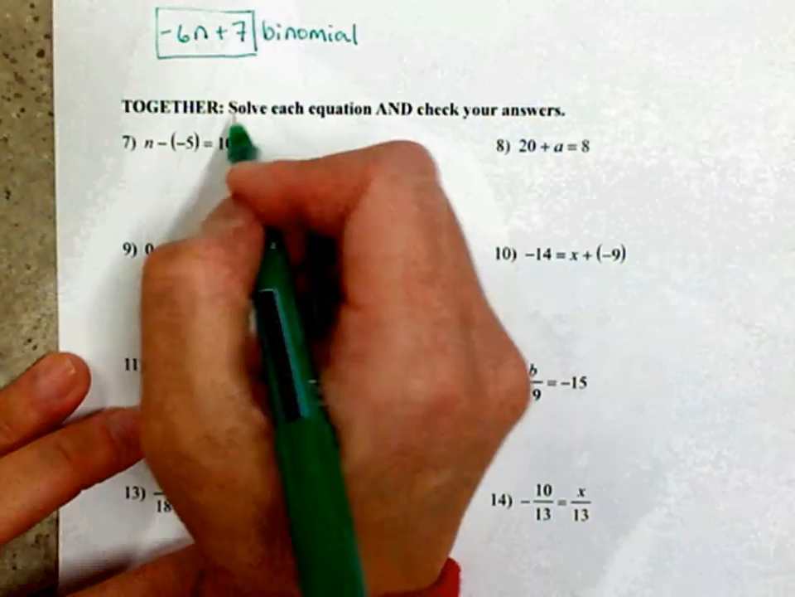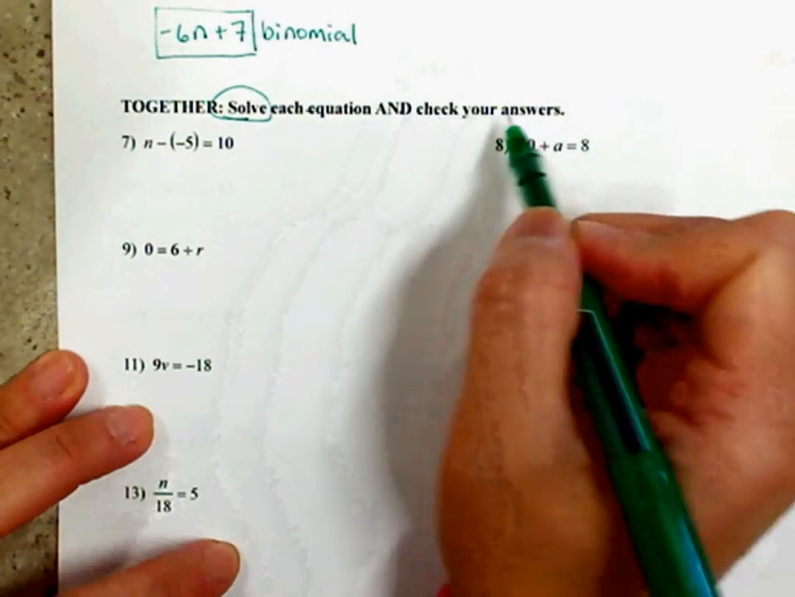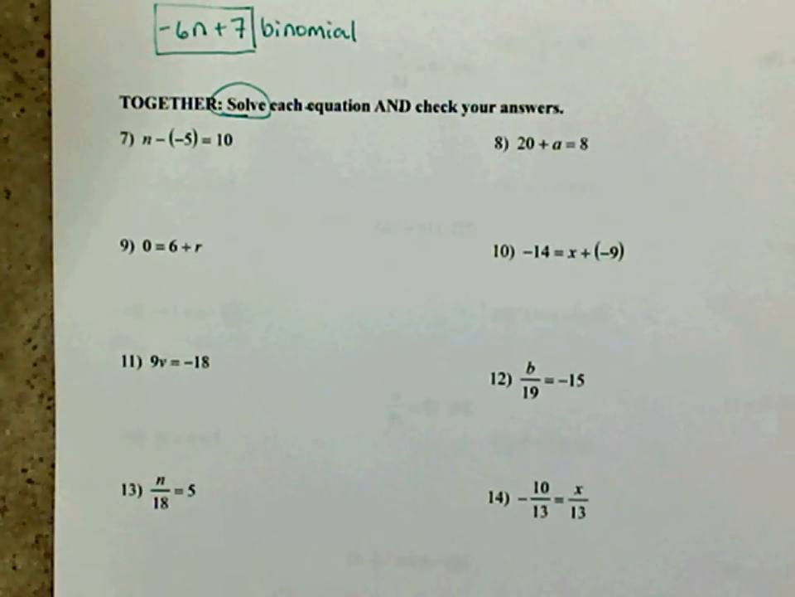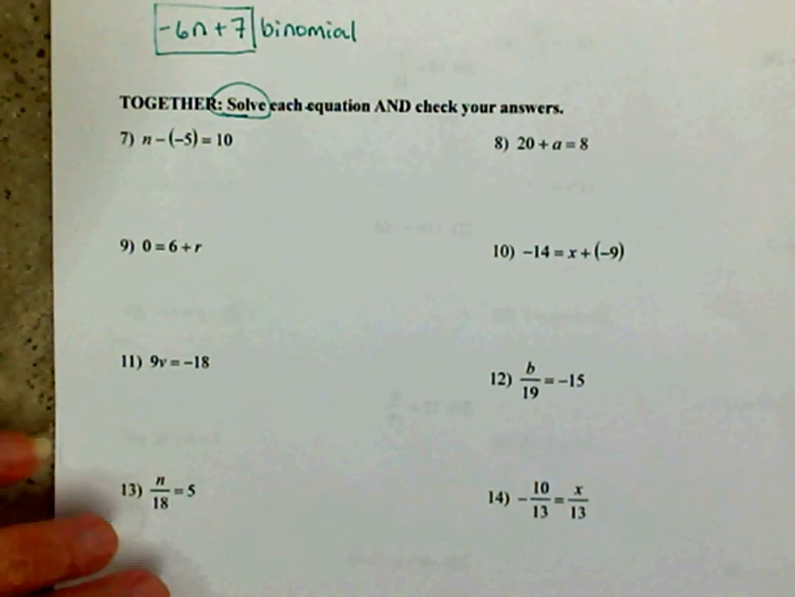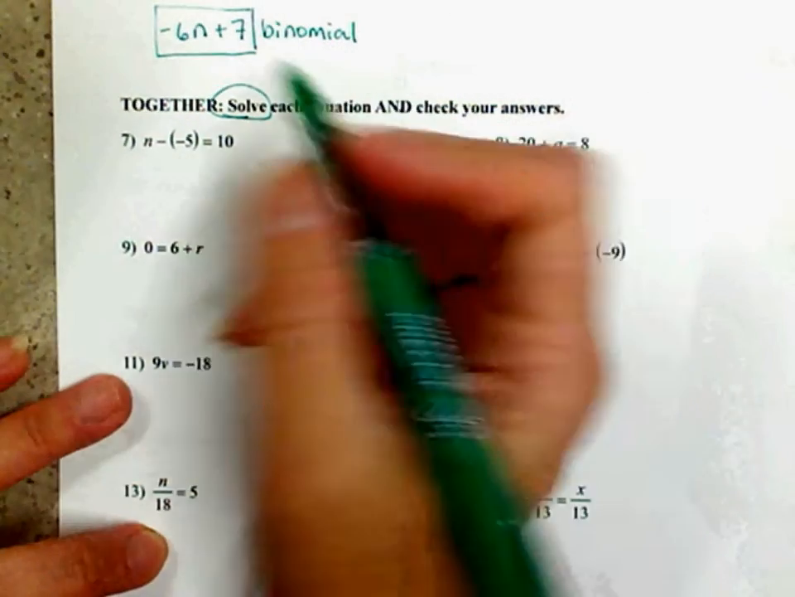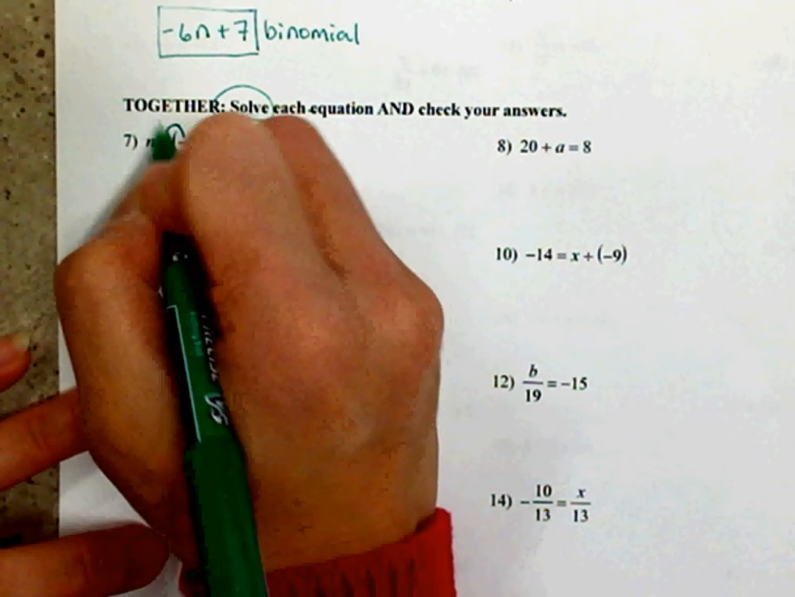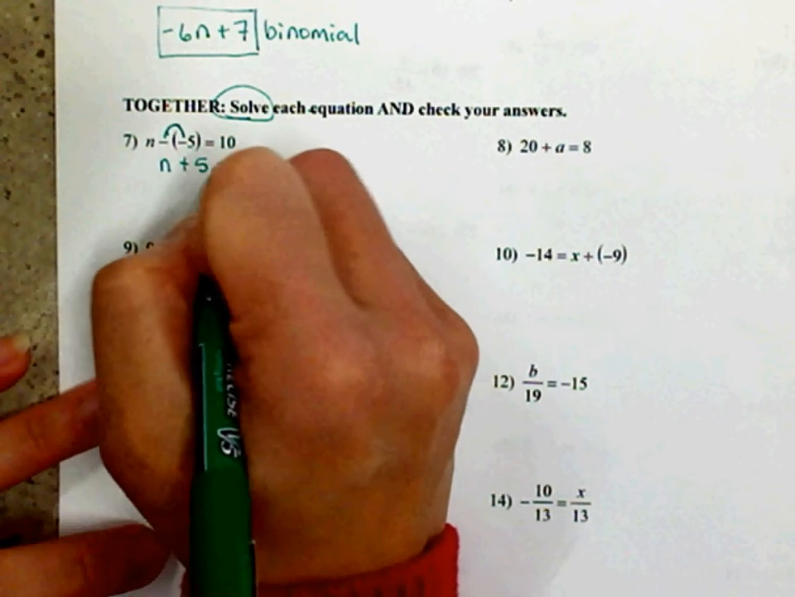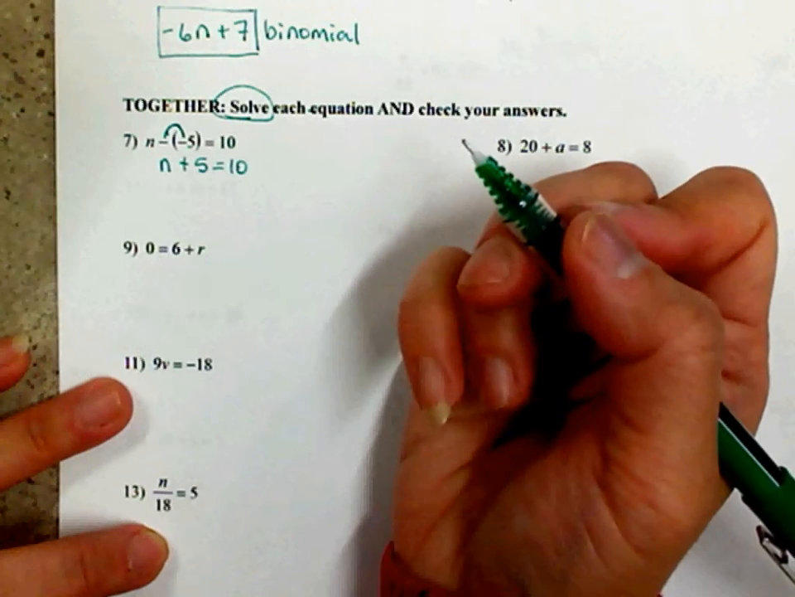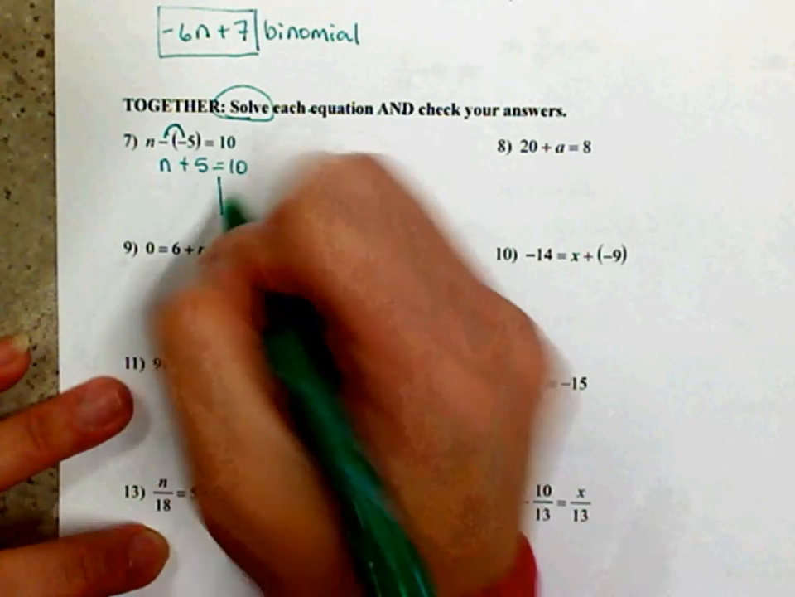It says to do what? Solve each equation and check your answers. Okay? All right, on number 7, count your terms. You notice you have two negatives. Anytime you have those two together, write that as 1. So n plus 5 equals 10. Go ahead and solve.